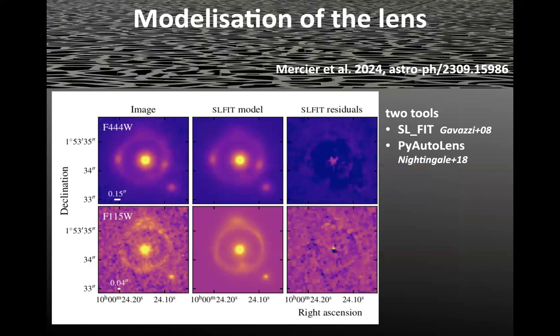So what we did is that we modeled this ring. I'm really not an expert in lensing, but that's something that has been done by Raphael Gavazzi and James Nightingale. So they modeled this lens. That's the image, that's the model by Raphael, and that's the residual. And so like this, we can derive information on this lens that I'm going to show you.